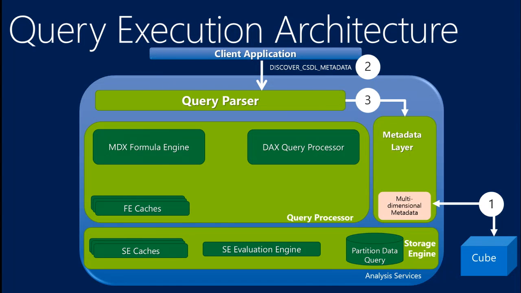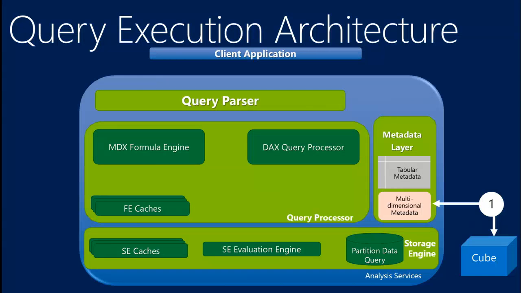It will go to the query parser. The query parser knows someone asks for metadata. It goes to the metadata layer that we have in our engine, and the metadata layer will translate the multidimensional stuff into tabular metadata. So it will be returned to the client tool. The client tool now knows the tabular schema of the multidimensional model. Then it knows how to write DAX. So if someone drags fields and measures into Power View, it now starts creating DAX queries.